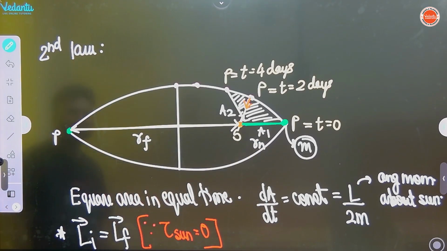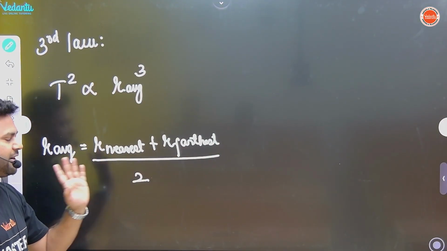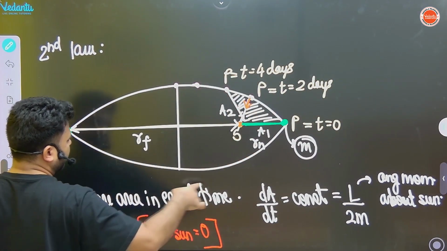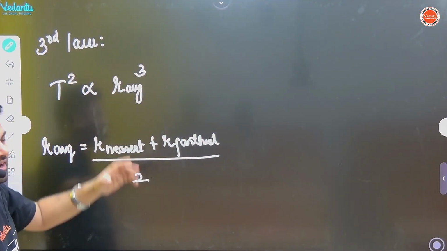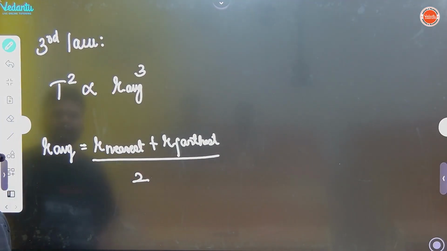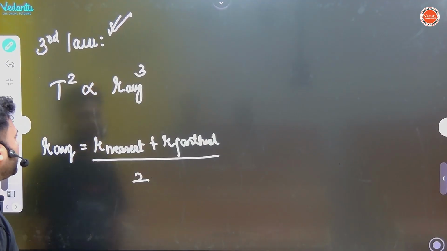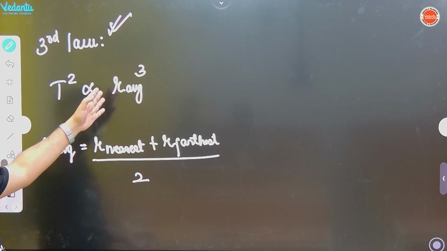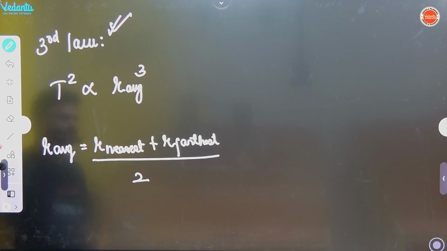What I am saying is T square is directly proportional to R average cube, where R average is R nearest plus R farthest by 2. This is how we are going to calculate. Time period means how much time the planet takes for one revolution. So the square of the time period is directly proportional to the cube of R average. This is the most important. You will see a lot of questions regarding this.